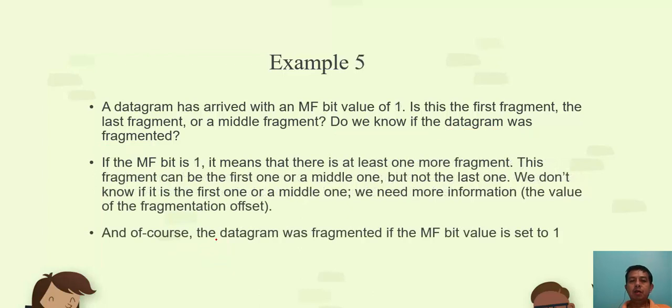Clear? A datagram has arrived with an MF bit value of 1. Is this the first fragment, the last, or the middle? Do we know if the datagram was fragmented? If MF bit is set to 1, that means there will be more fragments. Remember, whenever MF bit is set to 1, it means there are other fragments also. Only when MF bit is set to 0, it means that there are no more fragments. But only with this information, we do not know whether it's the first or second or third or fourth or whatever fragment it is. To know which number of fragment it is, we have to use the fragmentation offset. We have already seen this. And of course when this bit value is set to 1, we know that a fragmentation has taken place.